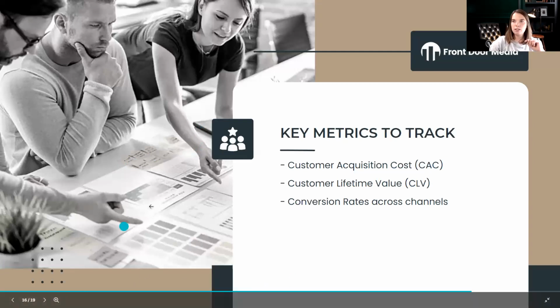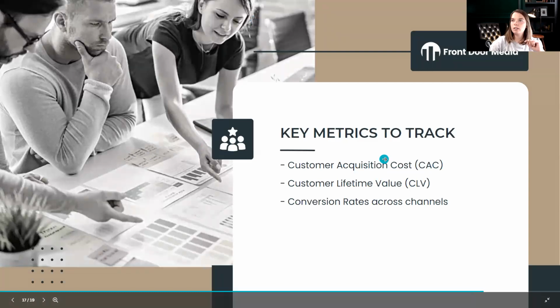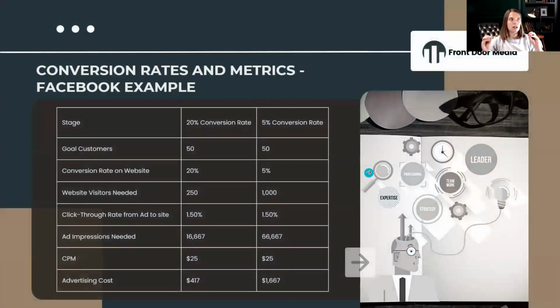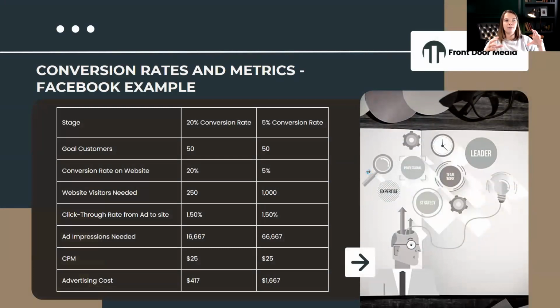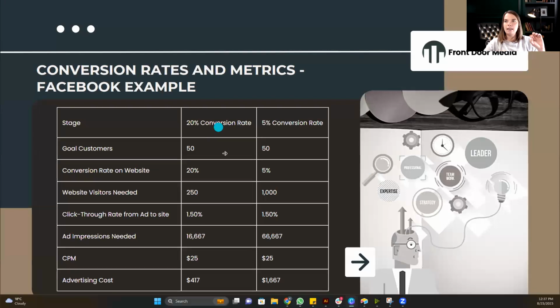But we will dive into this next one. So this next one, we're going to talk a little bit about the conversion rates on ads and how they are related. So I like to do this in Excel. I didn't want to bring up the whole Excel thing because it gets a little overwhelming. But the idea is that if we are looking at conversion rates, you can see that we have two different examples. There's a 20% conversion rate and a 5% conversion rate. And that's related to the conversion rate on the website.